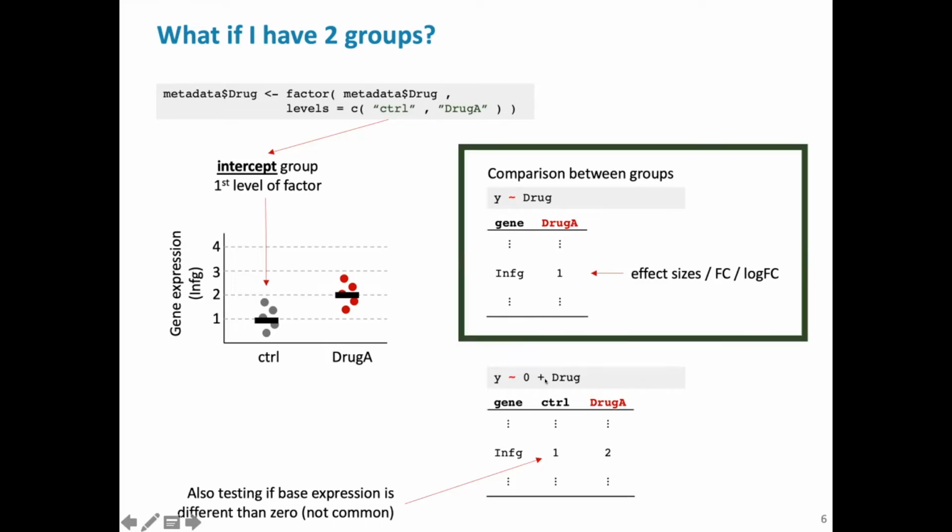So in general, what we want to do is compare between groups, and this is the formula that you should write. This is what we saw already in the exercises this morning. Do you have any questions about this? No?